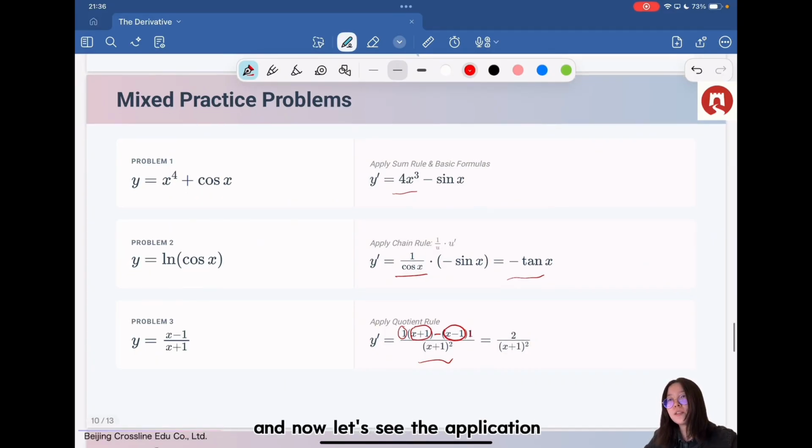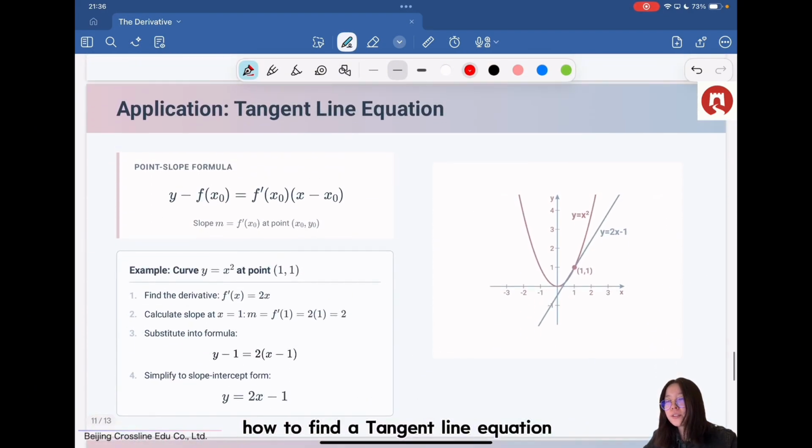And now let's see the application, how to find a tangent line equation by using the derivative. Since we know that the derivative of the function at one point is just the slope of the tangent line, the slope becomes f prime x0, and we know that this fixed point is x0, f(x0). Since we know this fixed point and the slope, we can find out this line equation here.